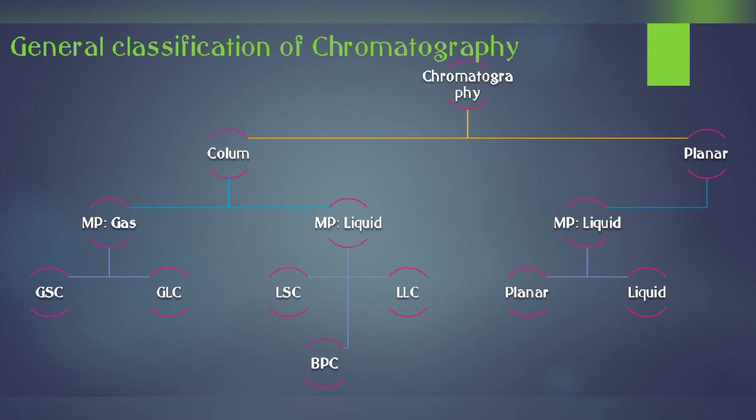We can classify overall chromatography into two types, column and planar. In planar there are two types, as mentioned earlier. And in column chromatography, based on the mobile phase used, there are two types, gas and liquid. And based on the stationary phase, the types below are classified: gas solid, gas liquid, liquid solid, bonded phase chromatography, liquid chromatography.